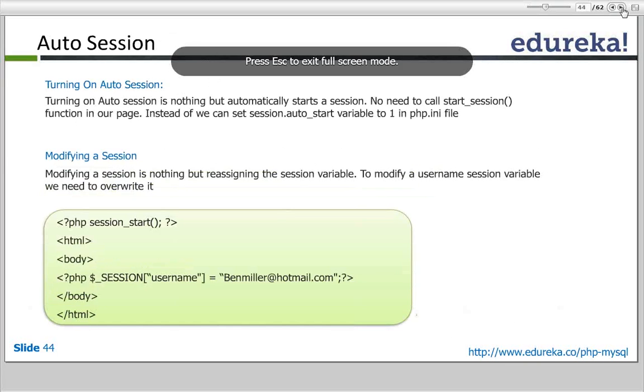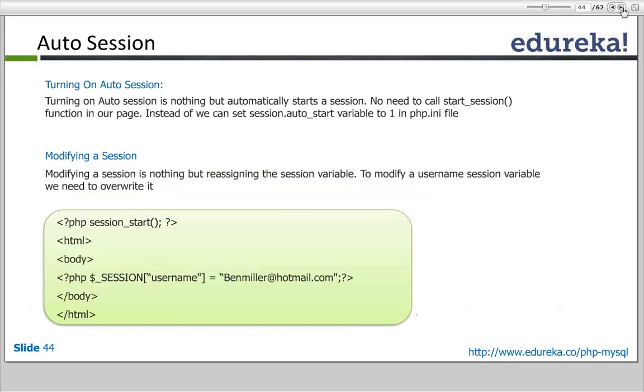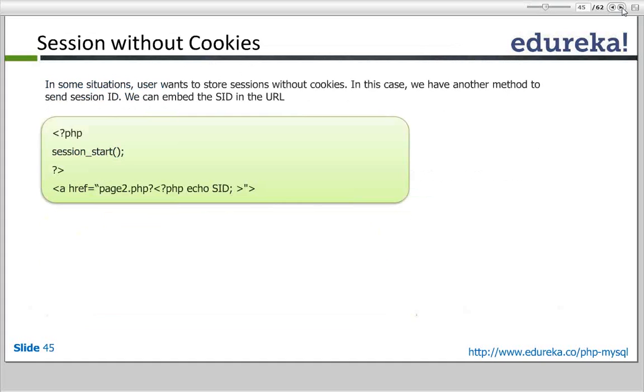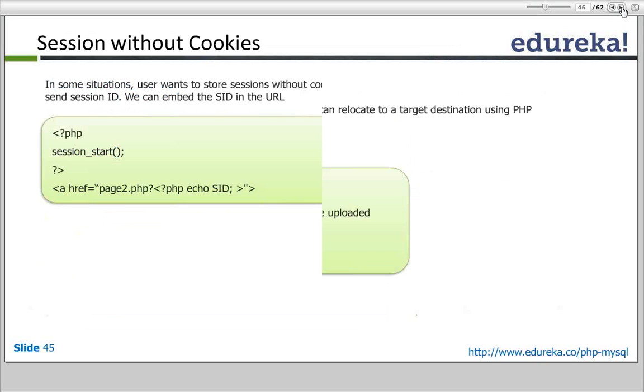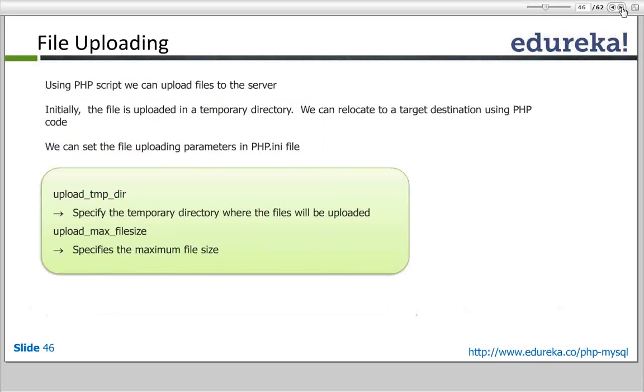Now, auto session, I have already explained. There is a setting in php.ini where you can set session.auto_start value to 1, and you don't have to write session_start on each and every page. It will auto start. So this is the stuff that I've explained, that if you don't want to use the session cookie, you can append the session ID to your URL itself. Session gets continued. It will not use cookies further.